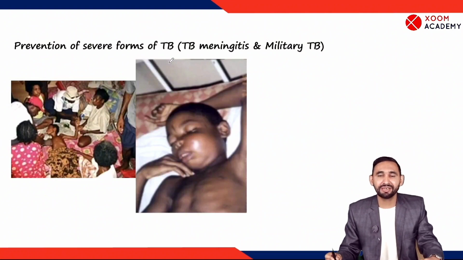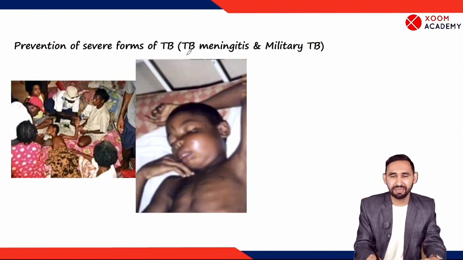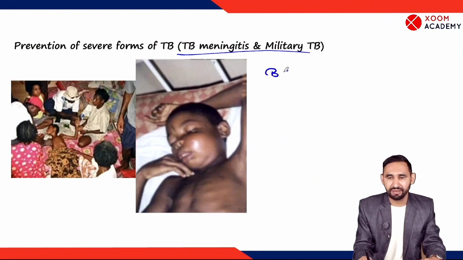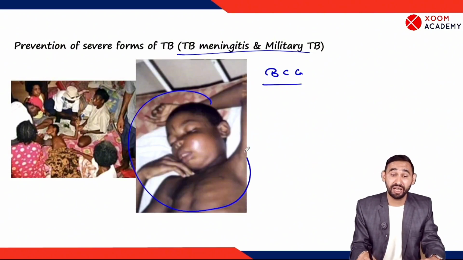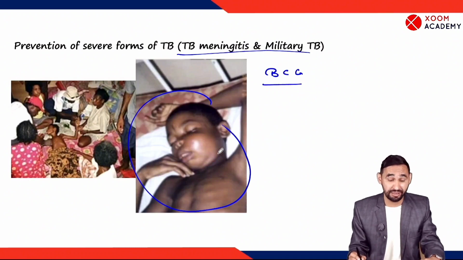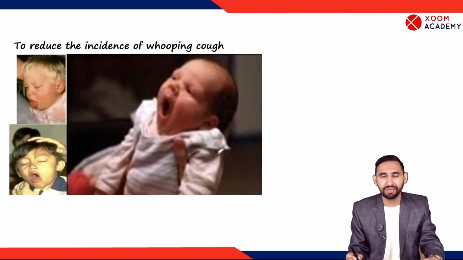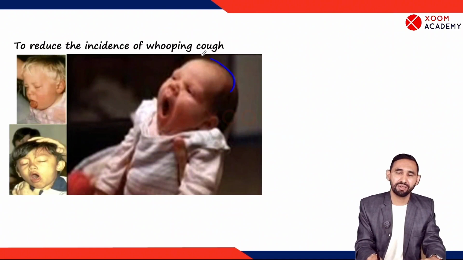There should be prevention against TB, TB meningitis and miliary TB. The BCG vaccine, which is given at birth, provides immunity against TB meningitis and miliary TB. TB is lethal. TB can increase mortality, especially in children of low socioeconomic status. So we need to give this vaccine.